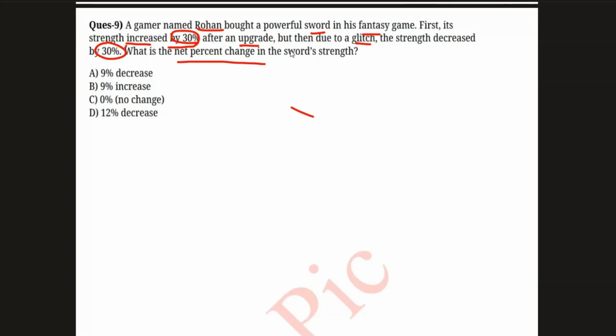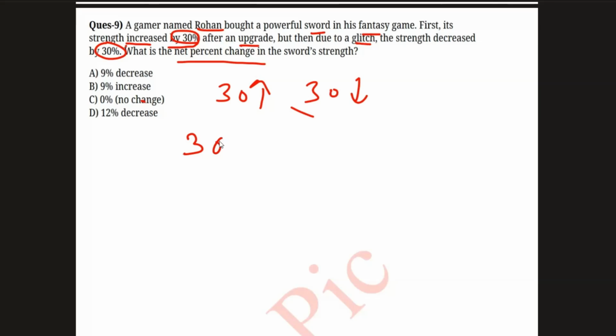Most of you will think that if it is increased by 30% at first and then decreased by 30%, then there is no net change, and you will say that the correct option should be option C. Many of you will think like that. But that's not the way to solve such questions. First, it says 30% increment, and then 30% decrement. To solve this question, you have to apply a special trick. Whenever you find such questions, always use this trick.